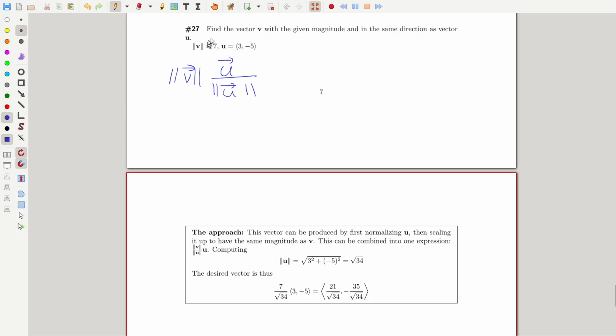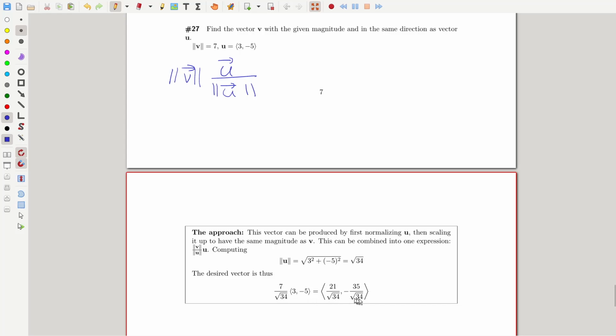Computing the magnitude of u, you can see we again use the distance formula. So it's the square root of 3 squared plus -5 squared. That's 9 plus 25, which ends up being 34, and take the square root of it. This is the length of u. We divide by it, in the denominator, but then we also have to multiply by the length of v, which is 7. So we end up with this scalar in front of our vector u.